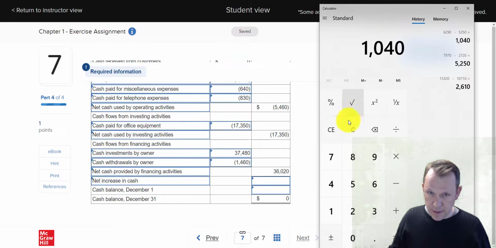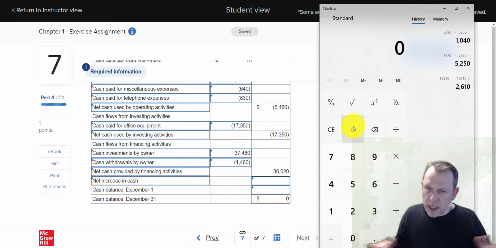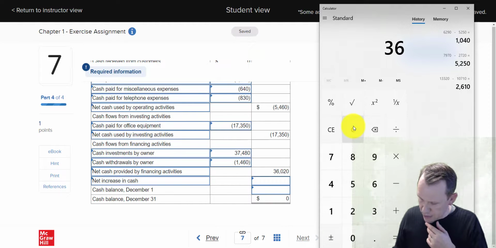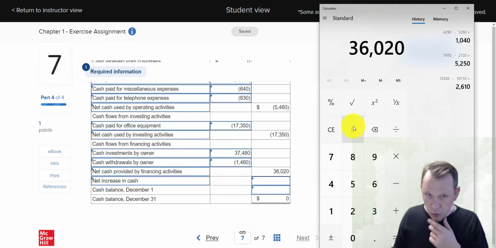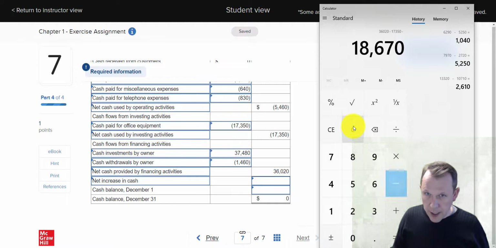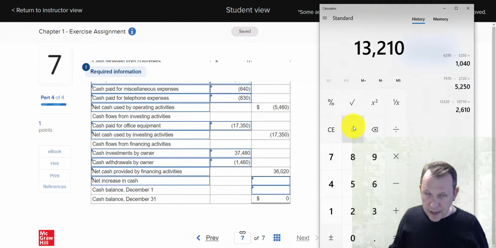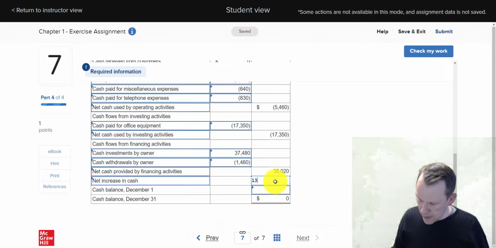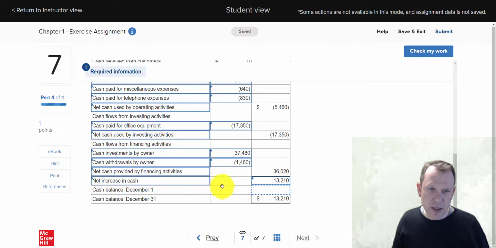So let's take a look at this. So we're going to sum all these up, right? So we'll start with our positive number here, 36,020. And we'll take our negative numbers out of it. That's one easy way to do it. 350, okay. And then we took out the investing, and now we're going to take out the operating, and that gives us a total of 13,210. There we go. So that's a net increase in cash.